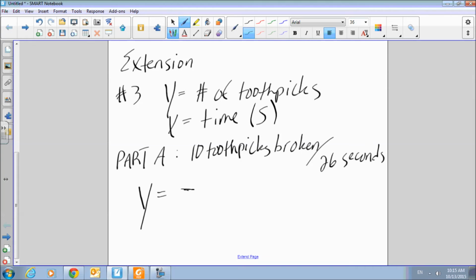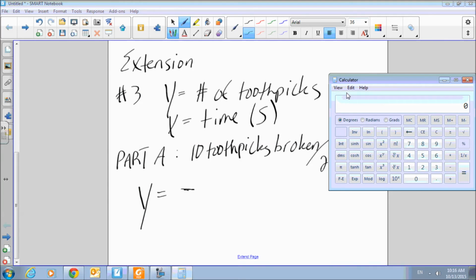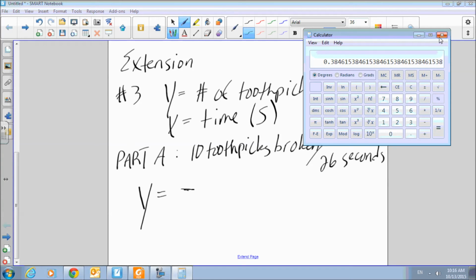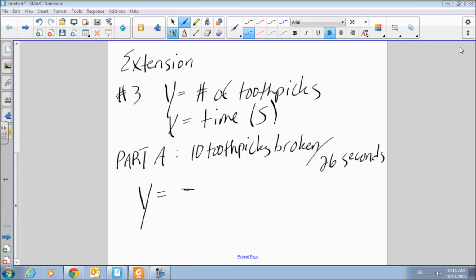How many am I breaking each second? If I broke 10 toothpicks in 26 seconds, how would I figure out how many toothpicks are broken each second? Because that's what x is defined as, 1 second, right? Well, all you do is divide. 10 divided by 26. So 0.38 toothpicks each second. So y would equal, that would be your rate, or like your slope, 0.38x.